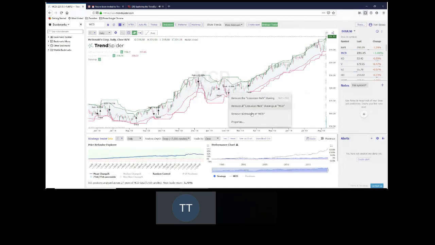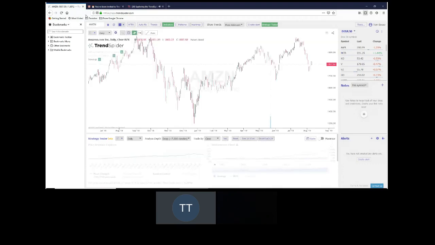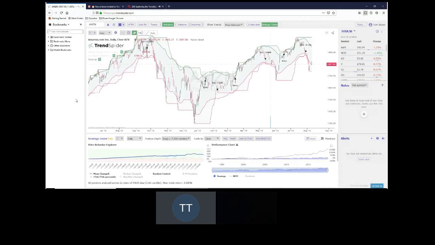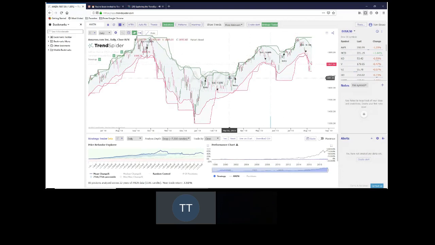We can just as easily take all this off and then put in, I don't know, Amazon. And there you go. You've got 7,000 days of data in there. You've got entry and exit points. It looks like it's doing what it's supposed to, because as soon as it went through this particular Donchian channel, it exited, which is appropriate. And as soon as it went through that point, you entered. Here's another one where you entered.